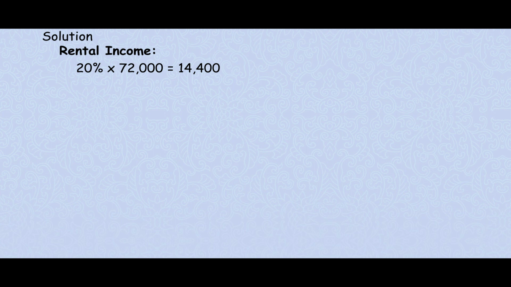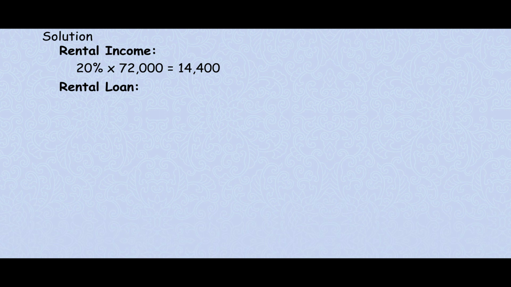Let's solve this. First one is annual rental income. For rental income, we have a deduction of 20%. Your total rental income was 72,000. Then on this one, you can deduct 20%. So 20% of 72,000 comes to 14,400.